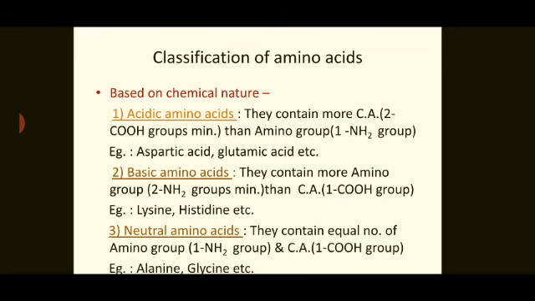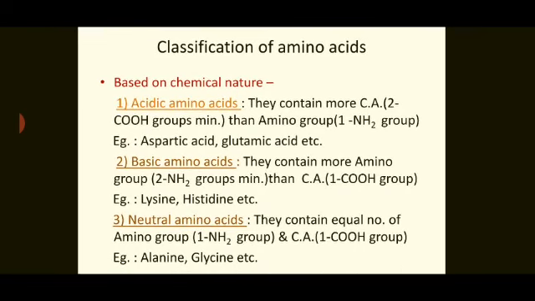If amino groups are more than carboxylic acid groups, then it is called a basic amino acid. Example, lysine, histidine, etc. But if both the carboxylic acid and amino groups are equal in number, then it is called a neutral amino acid. Example, alanine or glycine, etc. A 2-mark question can be asked as define acidic amino acids and give an example, or a 1-mark question can be asked as give an example of either an acidic, basic or neutral amino acid, etc.